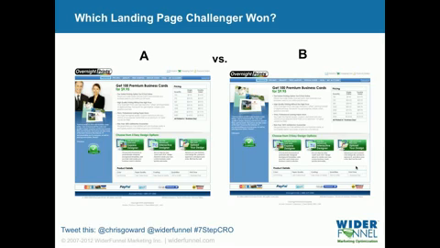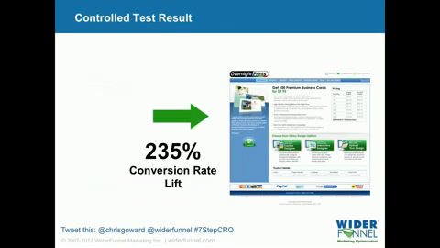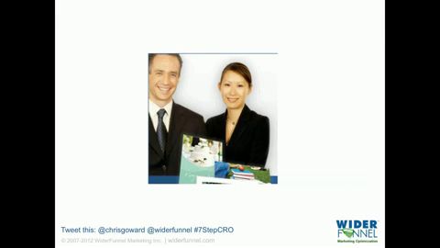And wow, look at that. Not surprisingly, variation A with the best practices, smiling, happy people, had the highest number of votes with 56%, and 44% voted for variation B. Unfortunately, in this case, the majority was wrong. In fact, variation B had a 235% conversion rate lift over the control. So, again, if you voted for B, pat yourself on the back.